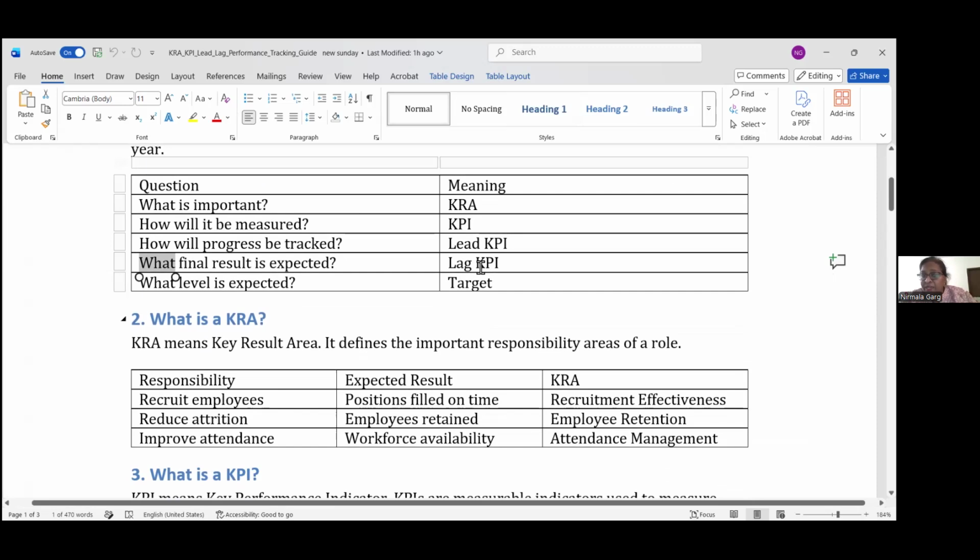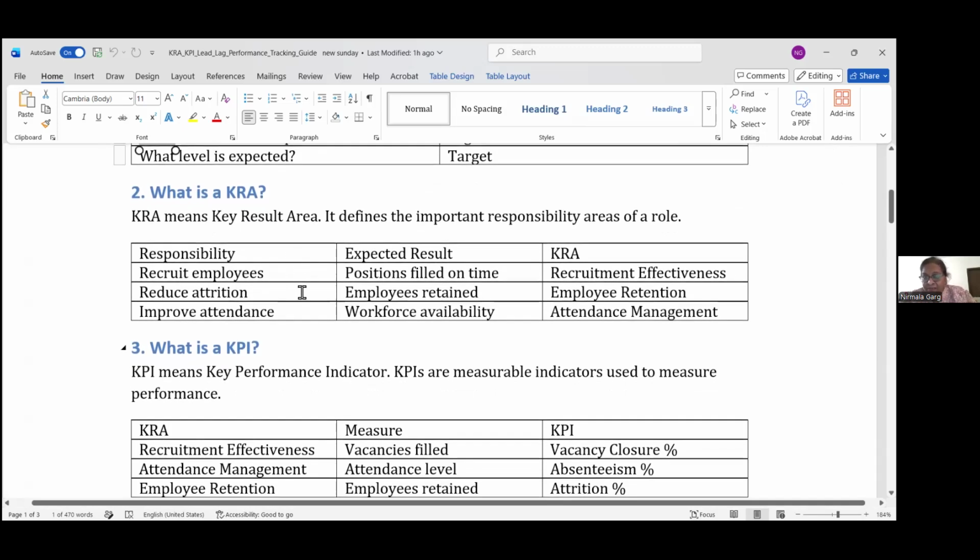What is the difference between lead and lag here? Anyone? When we talk about lead, if the KRA is reducing attrition, what are those things which he will be doing? We need to track so that it will translate into the outcome or the result. Got it? So lag is the end result. Lead is the activities, what you are doing.